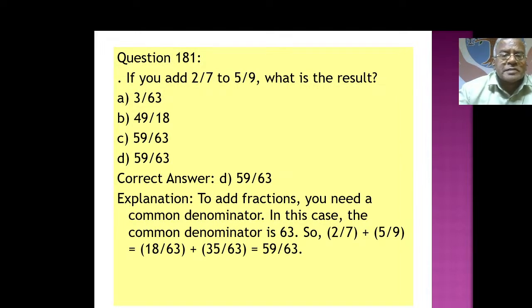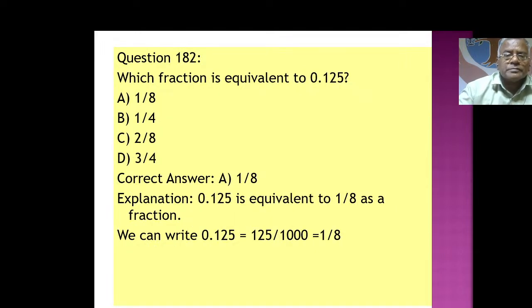If you add 2 by 7 to 5 by 9, what is the result? To add fractions, I already told you, you need a common denominator. Always multiply the numbers in the denominator: 7 into 9, 63. Then 63 into 2 by 7 plus 63 into 5 by 9. The final result is 18 by 63 for the first one, 35 by 66 for the second one, and 59 by 63 for the third. So option C is the correct one.